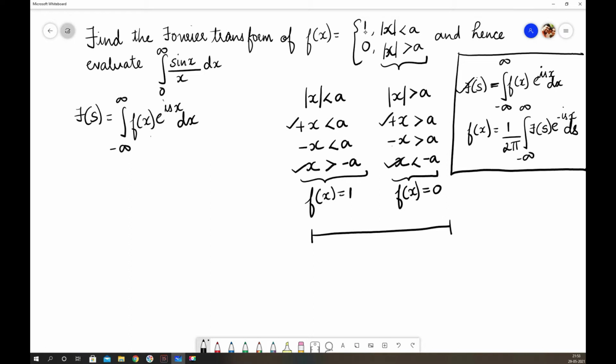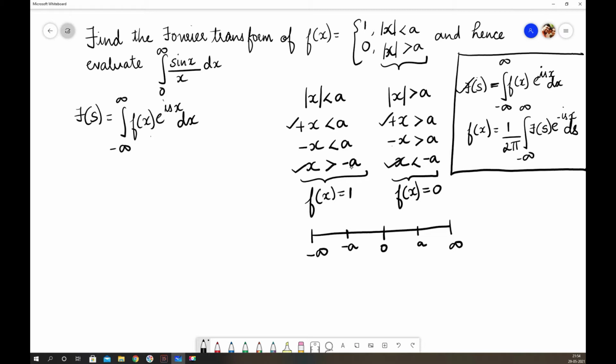So what is my limit in the formula? In the formula, my limit is minus infinity to infinity. So minus infinity to infinity, and I mark a center point 0. So what is there here? x less than a, x greater than minus a. So first I will mark a and minus a. A is plus a, so I mark it here. Minus a is on the negative side, so I mark it here.